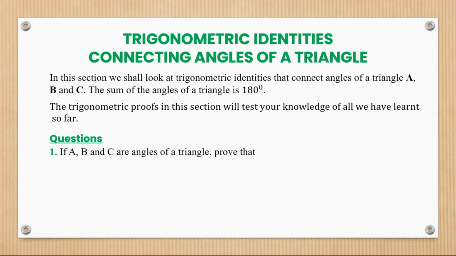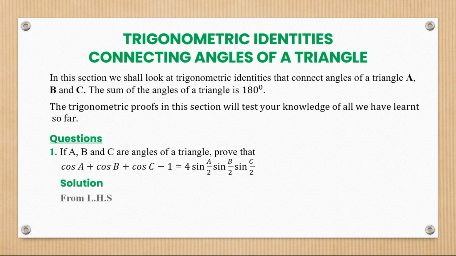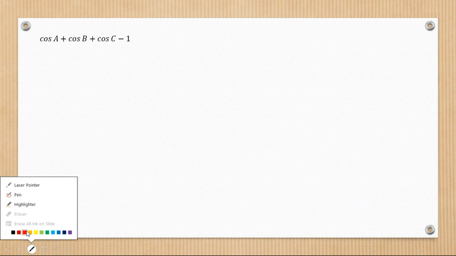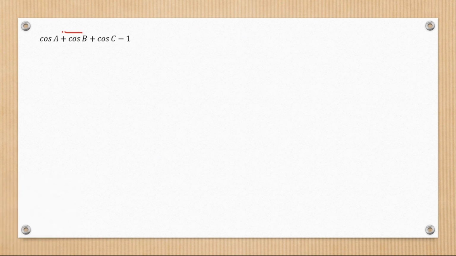Question number one: if A, B, and C are angles of a triangle, prove that cos A plus cos B plus cos C minus 1 is equal to 4 sin A over 2, sin B over 2, and sin C over 2. So this is going to be the solution. We're going to solve from the left hand side towards the right hand side. So let's deal with the left hand side. We have cos A plus cos B plus cos C minus 1. The first thing I see is that I can apply the factor formula to these two first. So that's going to be my first step.